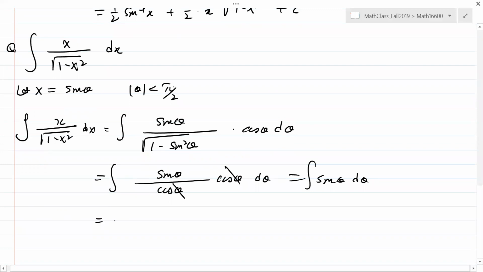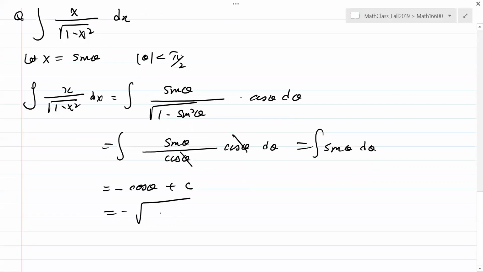The integral of sine theta is negative cosine theta plus a constant, because the derivative of negative cosine theta is going to be sine theta. So that works. But you still have to change your cosine theta back to x. I know cosine theta is the square root of 1 minus sine squared theta, and sine squared theta is just x squared. So we get negative the square root of 1 minus x squared, plus a constant. Not too bad, right? Still only a few steps.